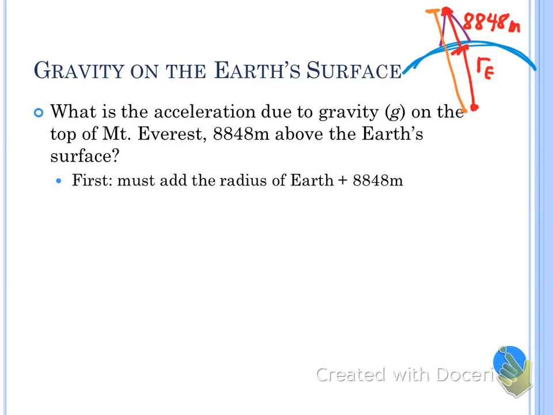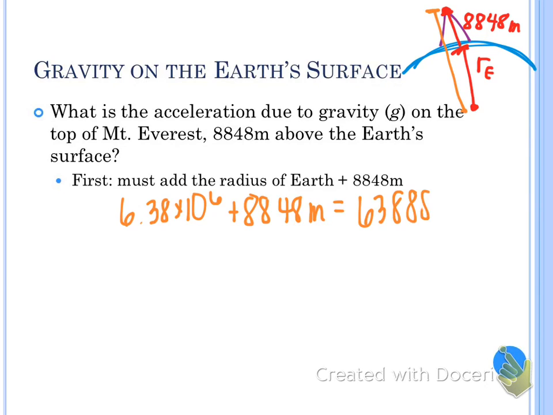So first thing that we have to do is add 6.38 times 10 to the 6th plus 8,848 meters. That gives us a new radius value of 6.388848 times 10 to the 6th meters. That equals our radius now, because that's the distance from the center of the Earth to the top of Mount Everest.